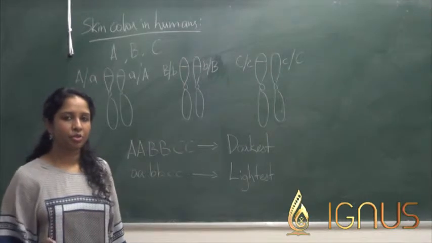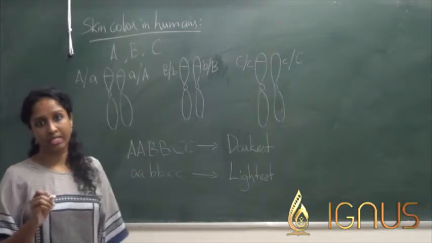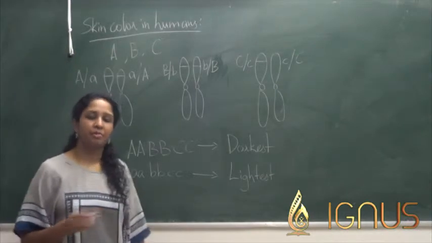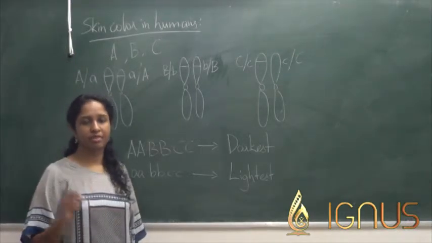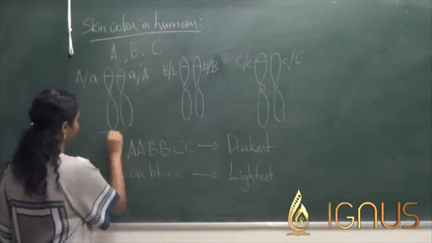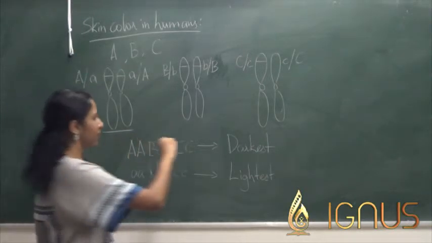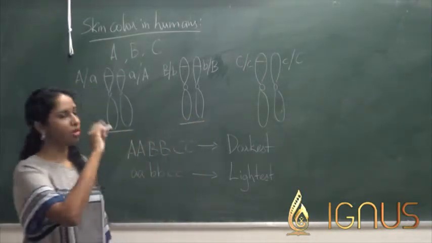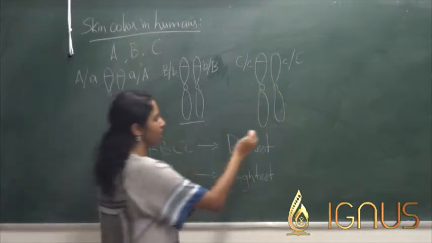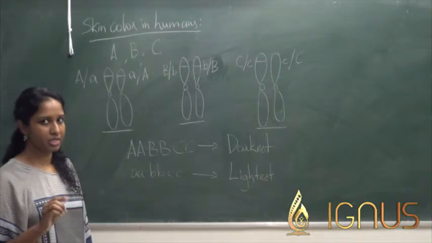Now skin color in humans is controlled by three different genes, A, B and C. And all three of them are present on three different homologous pairs of chromosomes. So you have one pair of chromosomes on which gene A is present, another pair of chromosomes on which B is present, and another pair of chromosomes on which gene C is present.